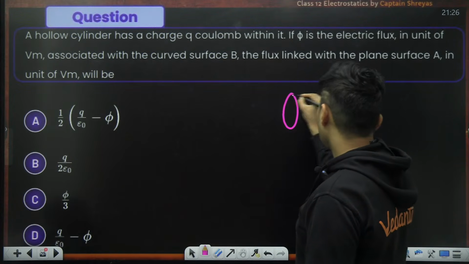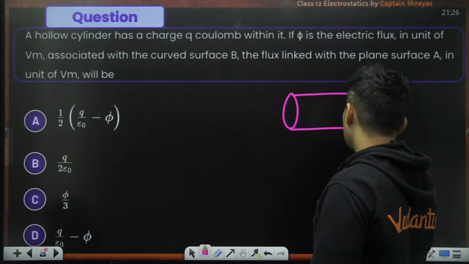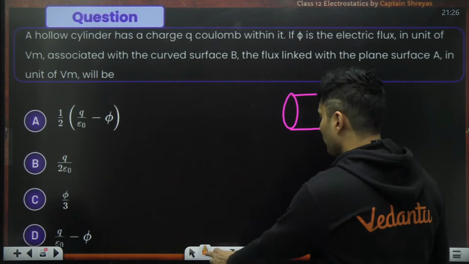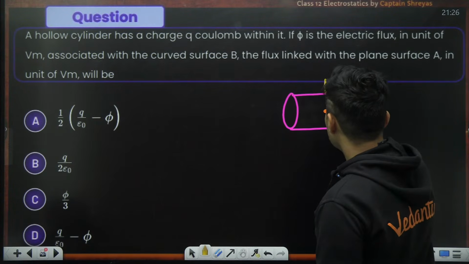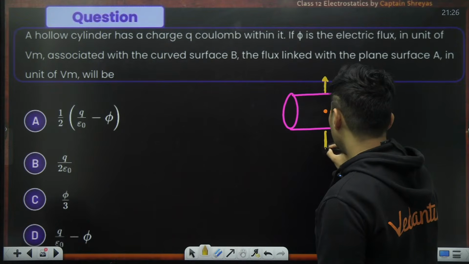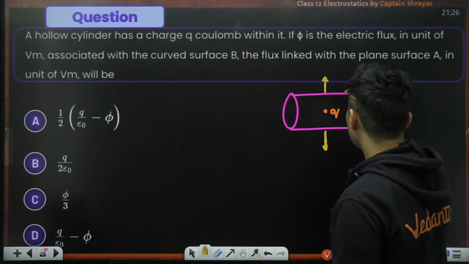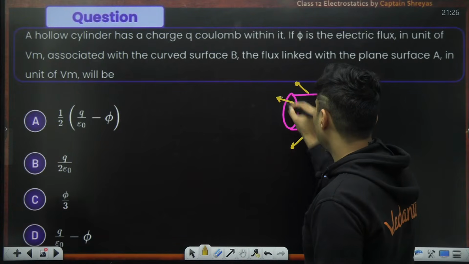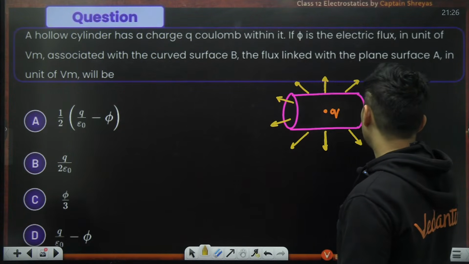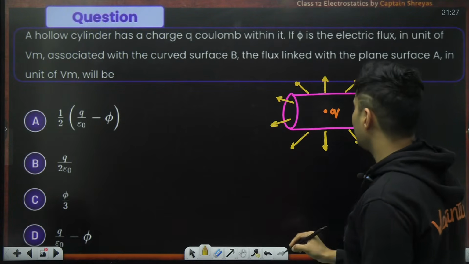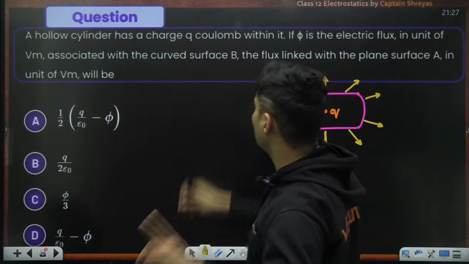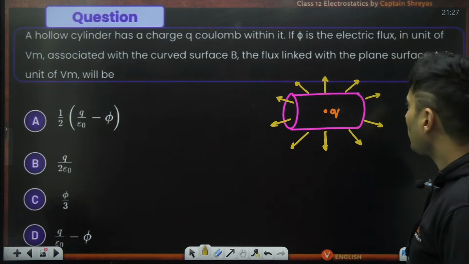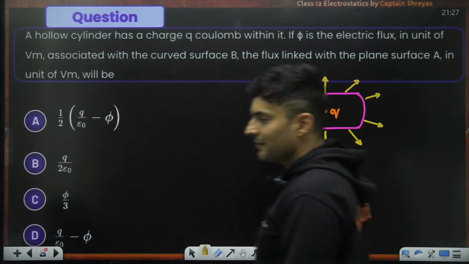So imagine this is our cylinder, which is like this. Imagine there is a charge q which is inside. Obviously, it will give some electric field everywhere like this. Some field will even pass through the flat surface from both the sides. They have mentioned the flux through the curved surface is some value phi. How much is the flux through the plane surface?